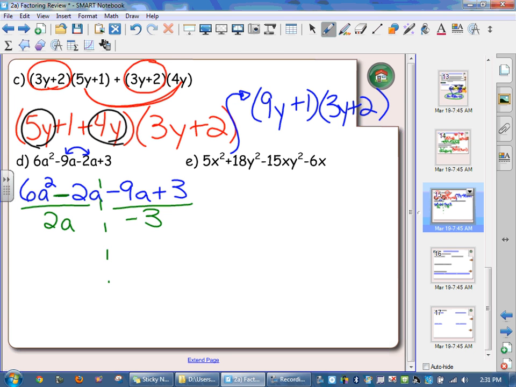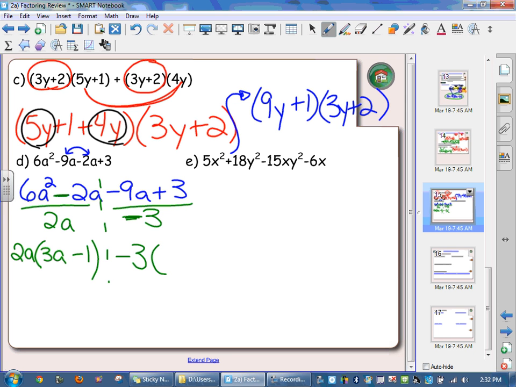So 2a starts. 6a squared divided by 2a gives me a 3a. Negative 2a divided by 2a gives me a negative 1. Negative 3 comes out. Negative 9a divided by negative 3 gives me a positive 3a. Positive 3 divided by negative 3 gives me a negative 1.